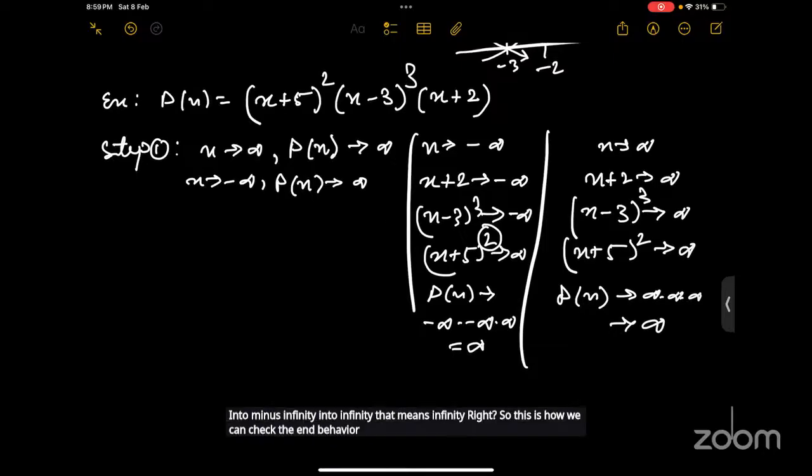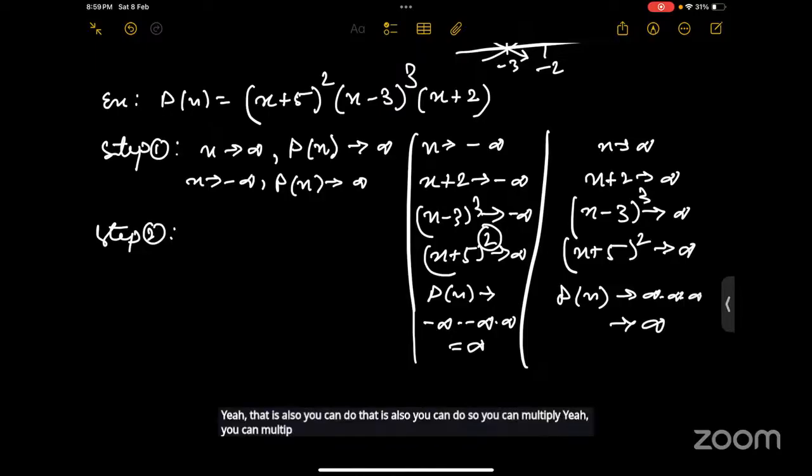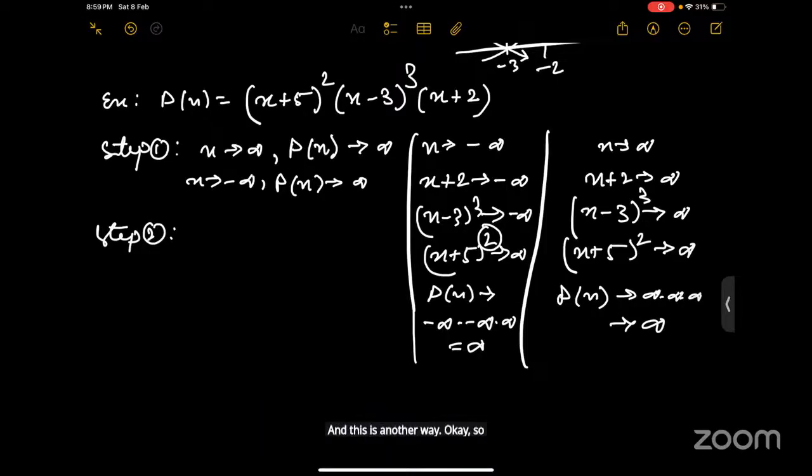So now we have the roots. But the professor was telling us to take the highest power of x. Yes, you can do that also. You can multiply these factors, calculate the highest term, and then just check the highest degree. This is another way, and that is another way. So you have two different ways. Whatever is fine for you, you can choose any one of them.